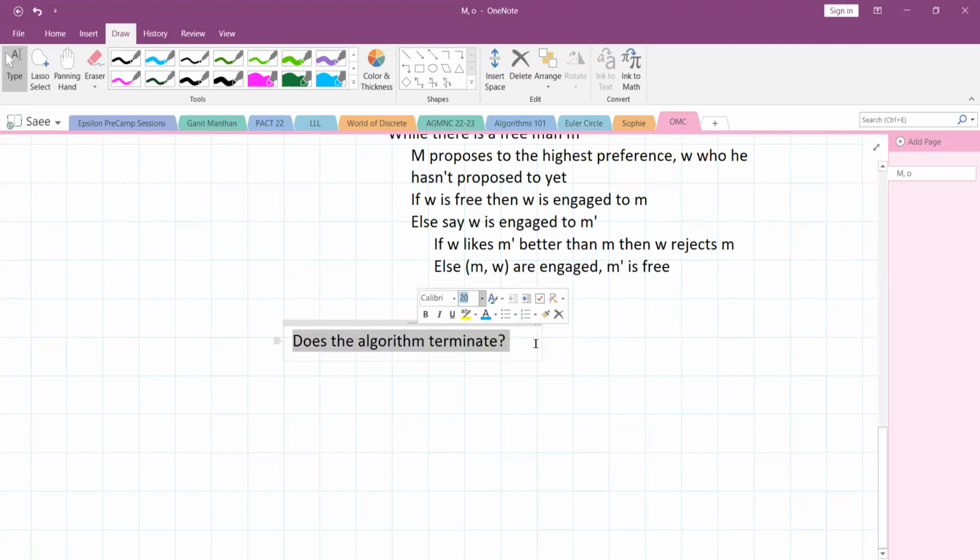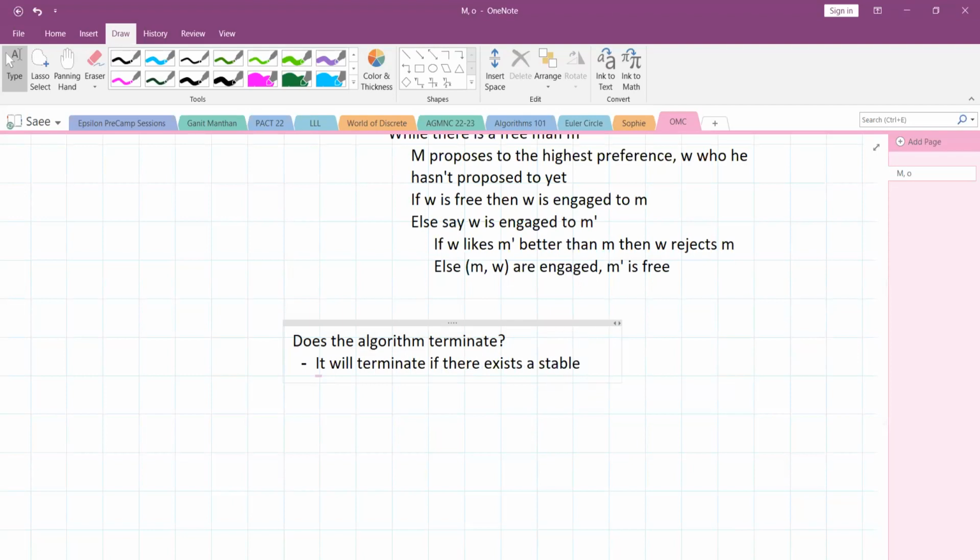I see. Very interesting. Correct me if I'm wrong, but what Anya is trying to say is that it will terminate if there exists a stable matching. Otherwise, it will go on forever, right? Okay, interesting.